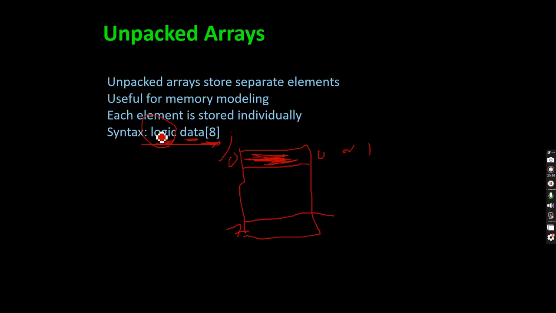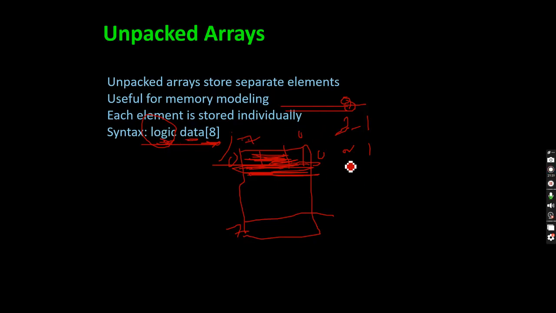So what if you use logic [7:0] data [8]? If you use that, each location can have bits 0 to 7 again. So what's the maximum value we can store in each location? 2 to the power of 8 minus 1 is the maximum value we can store in each location. Like that, if the declaration changes, automatically the structure will change.